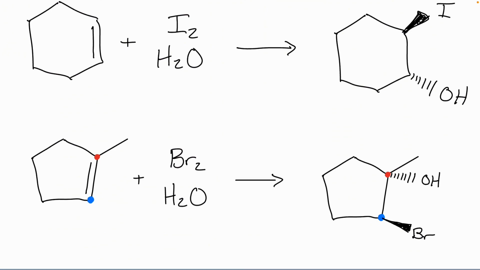And what am I going to do to this methyl group here? I've got to make it the other type. So in this case, since I drew a dash, this has to become a wedge.